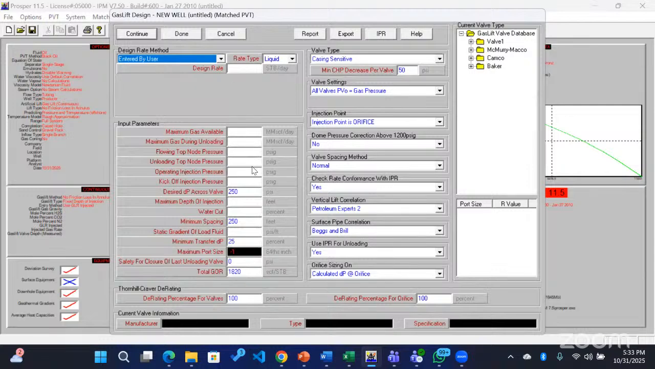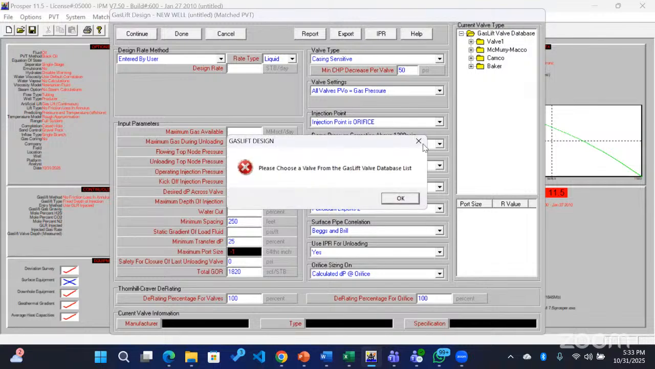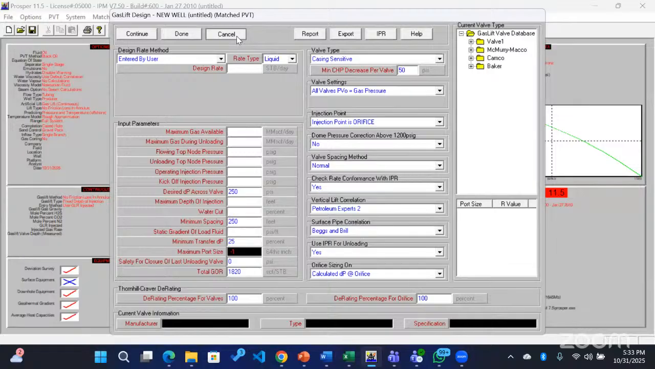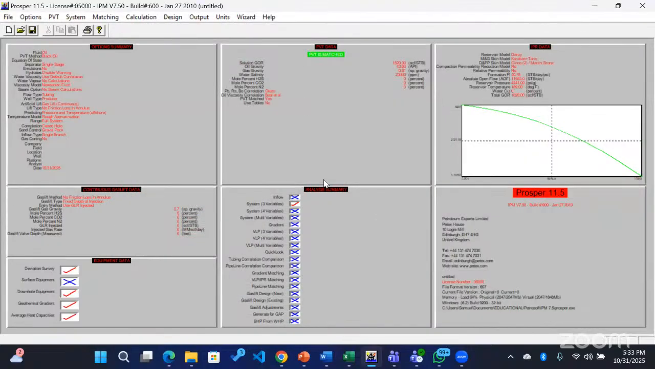After you enter your data, you put all this required data: maximum gas available, enter design rate, entered by user, calculated from mass production, all those things. Rate type liquid, design rates, you put it there, all those information. I don't have them now. Then you put current valve type for the gas lift, is it Camco, is it Baker, all those things. That will help you design your gas lift, and you can also visualize it the way we visualized the other one. So I think the time is fast spent. I will be stopping here.